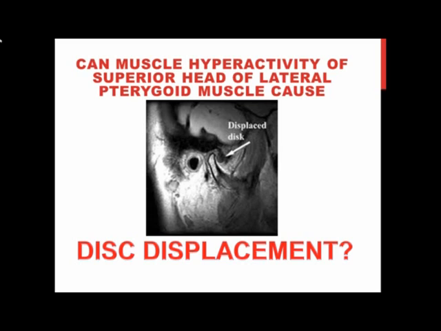Karen Purchase, a member of our group, asked a question. This question was generated as a result of her finding a picture of the lateral pterygoid muscle and condyle disc assembly, which stated that if the superior head of the lateral pterygoid did not relax, it could cause disc displacement. Karen wanted to know what would cause the lateral pterygoid not to relax, and was it true?